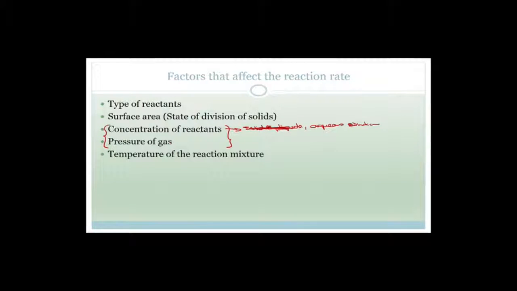Your pressure of gas, and concentration is number of particles per unit volume. Your pressure is also a measure of the number of particles per unit volume. Okay, so therefore, those two there are kind of the same thing. Okay, just in different phases, but we'll talk about it. And then the last one is the presence of a catalyst. Okay, so again, types of reactants, surface area, concentration/pressure, temperature of the reaction mixture, and presence of a catalyst. Okay, so we're now going to talk through these factors. Okay, so let's get going.